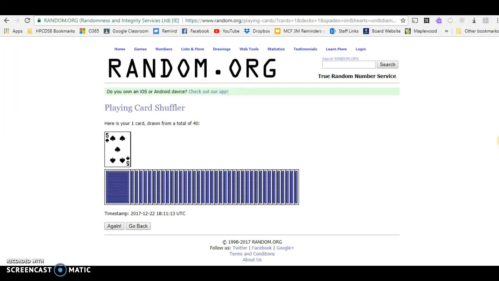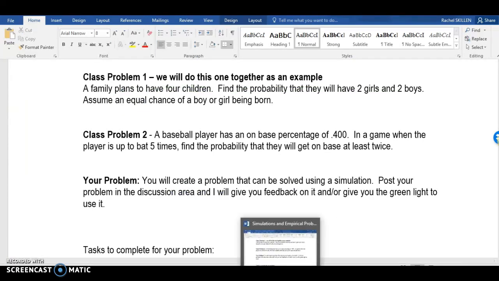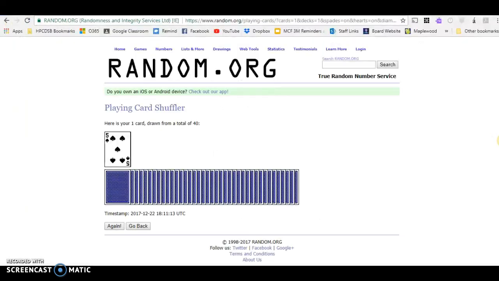Which means that the event didn't happen, because if you remember, the actual event is to find the probability that they will get on base at least twice, so 2 or more times in those 5 at-bats. So in this case, I would put a tally under A prime, or that the event didn't happen. So this will be a little bit time consuming, not too bad, but you have to do 5 cards for one trial and then do 5 cards again for the next trial and so on.